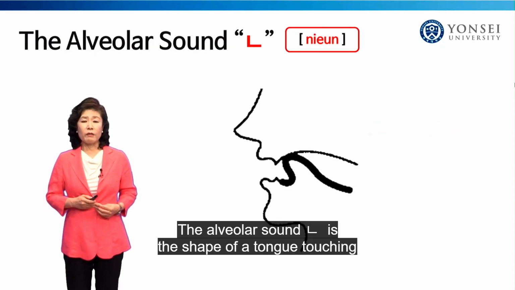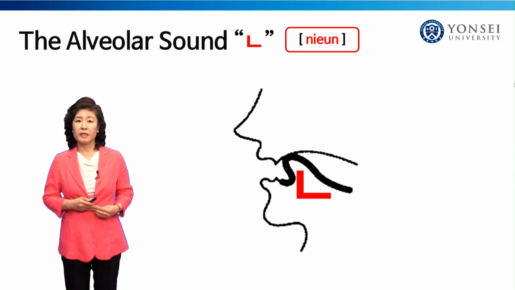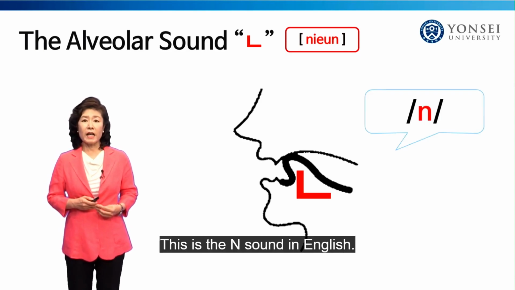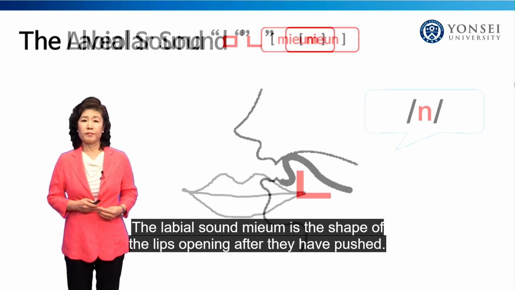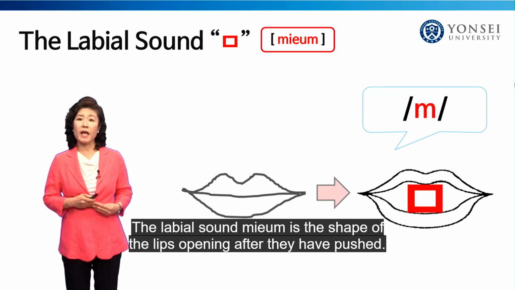The alveolar sound niun is the shape of a tongue touching the gums of the upper teeth. This is the N sound in English. The labial sound mium is the shape of the lips opening after they have been pursed.